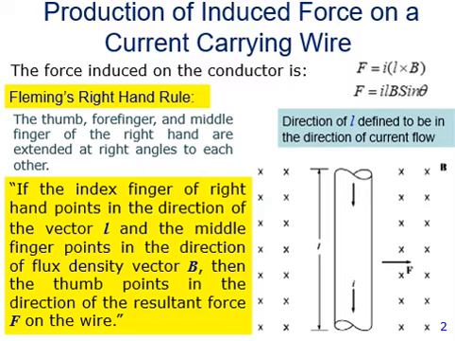If the index finger of the right hand points in the direction of the vector L and the middle finger points in the direction of flux density vector B, then the thumb points in the direction of the resultant force F on the wire.